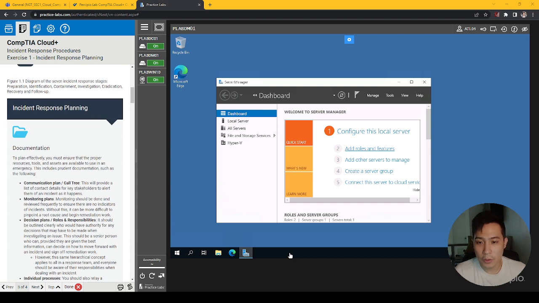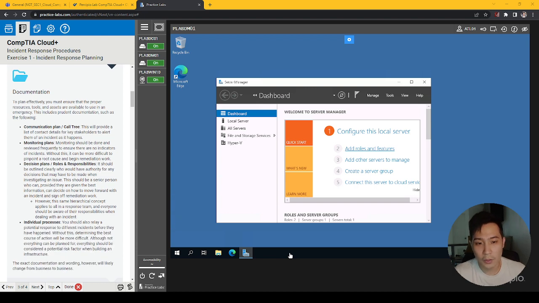Now, when it comes to incident response planning, our first action would be documentation. To plan effectively, you must ensure that the proper resources, tools, and assets are available to use in an emergency. Now, this includes prudent documentation such as the following. So, one is communication plan or call tree. This will provide a list of contact details for key stakeholders to alert them of an incident as it happens.